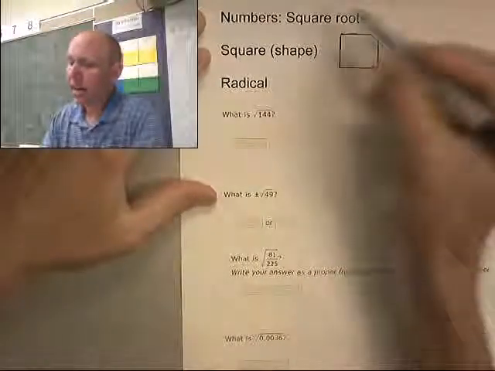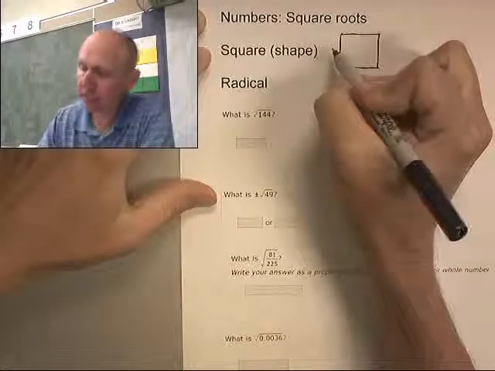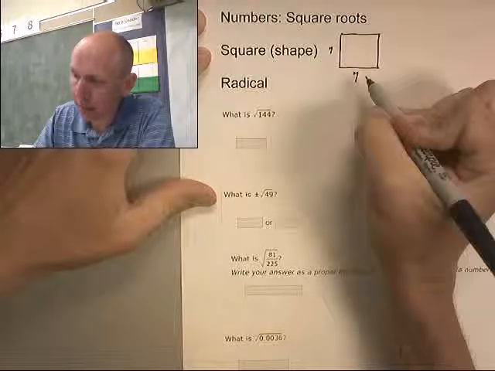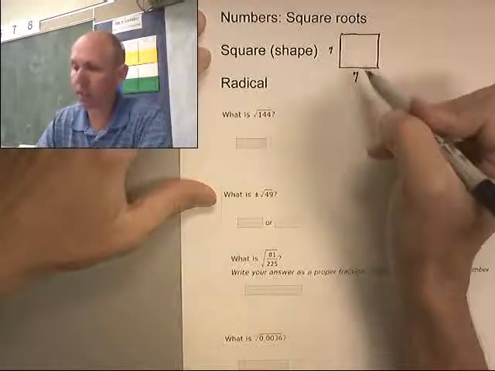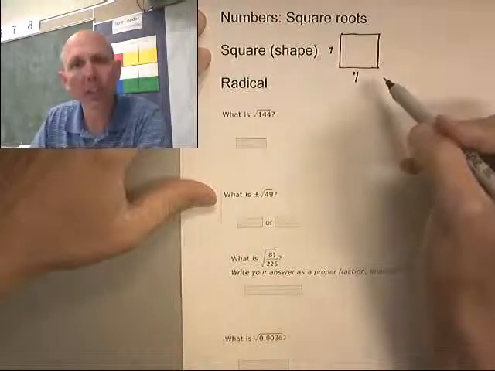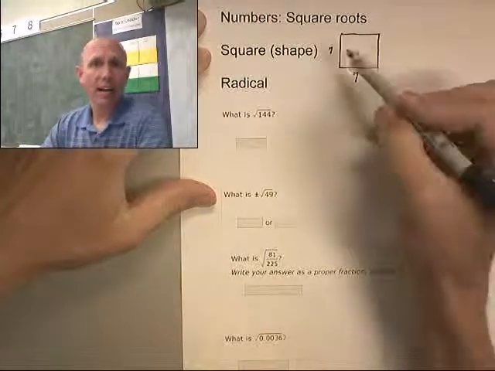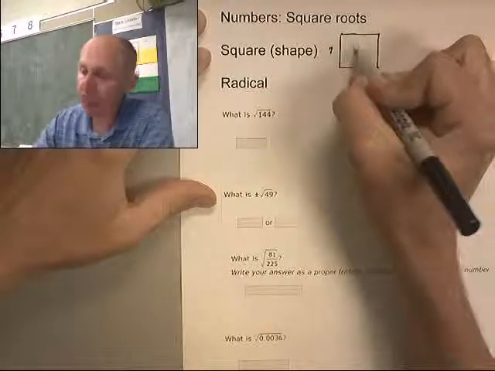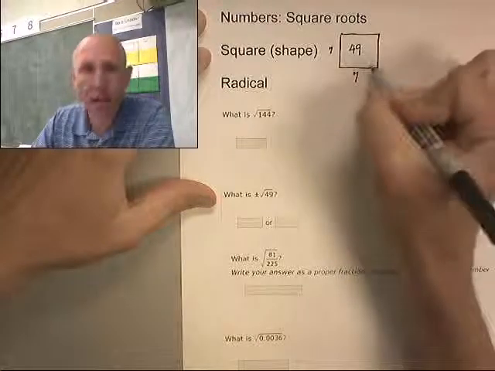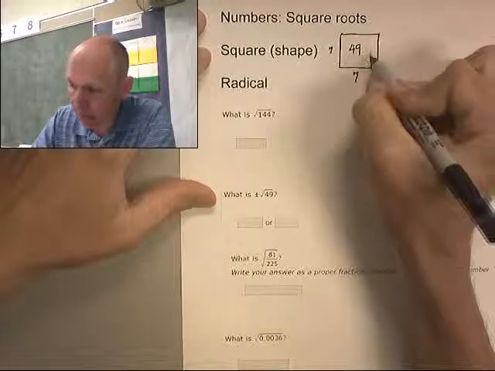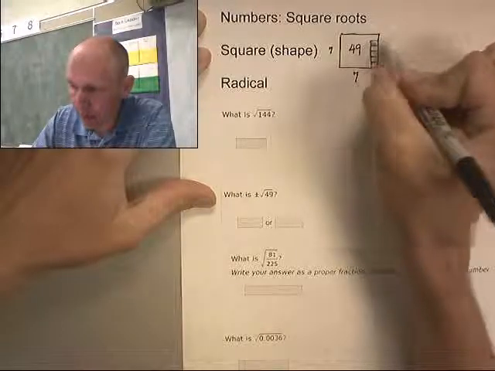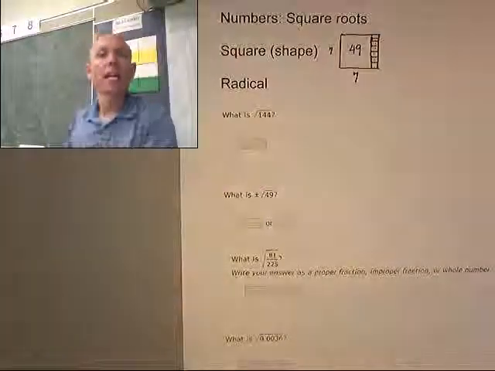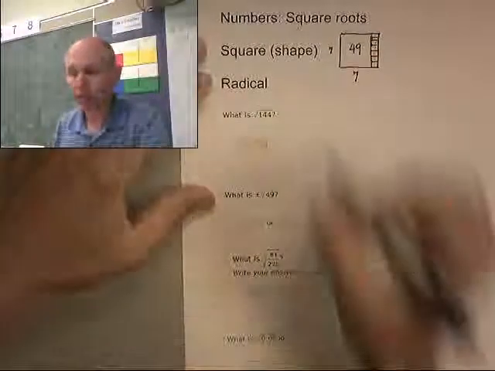There's a square, and if I had a square like this and the sides of it were, let's go with 7 and 7. If those were the dimensions of the sides, the length and the width, what would the area of this be? Well, for a square, I know that I multiply the length times the height, or the base times the height, and I get 49 for the area. That means there would be 49 little squares that could fit inside of it. 1, 2, 3, 4, 5, 6, 7. So 7 times 7 is 49.